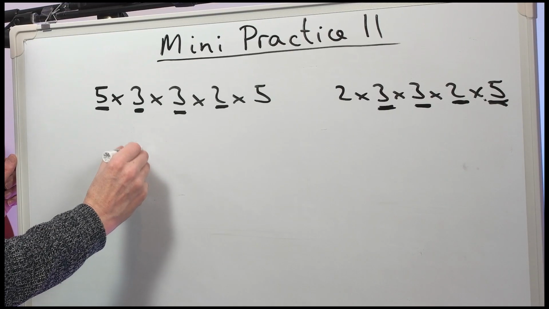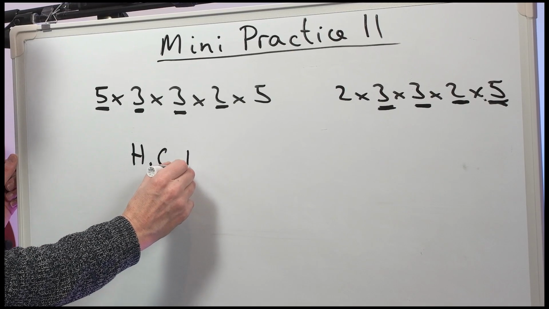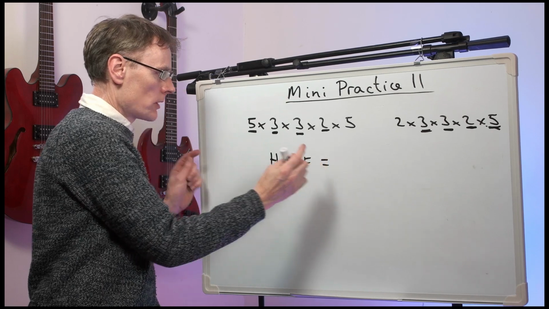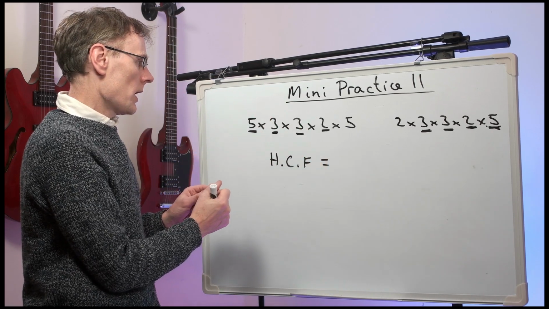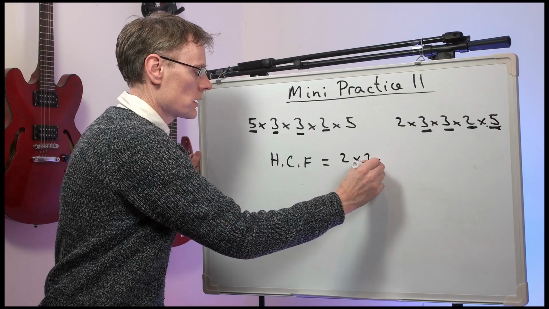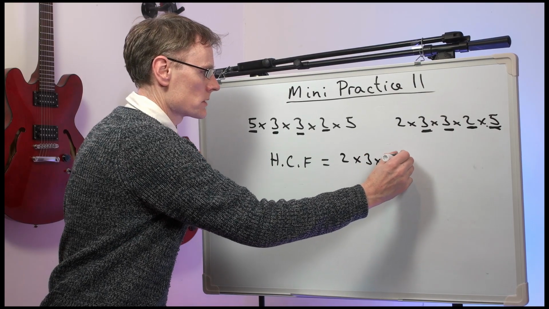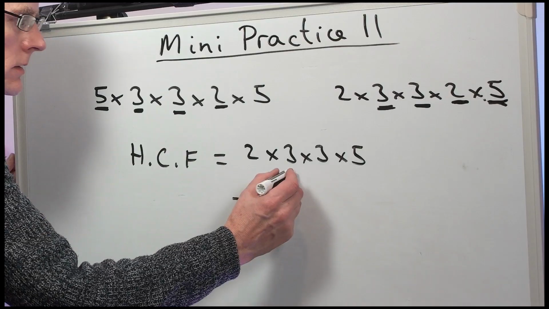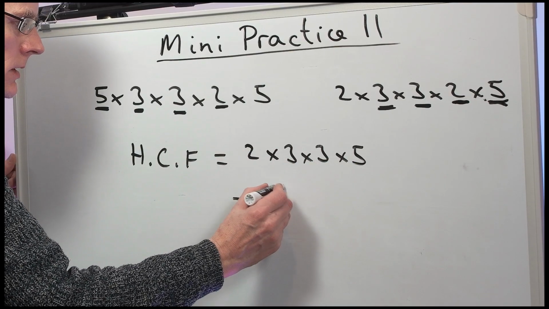So, this is called the highest common factor. The largest number which goes into both of them is 2 times 3 times 3 times 5. So that's 9 times 10, which is 90.